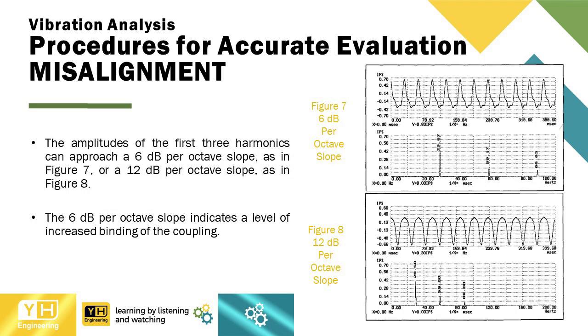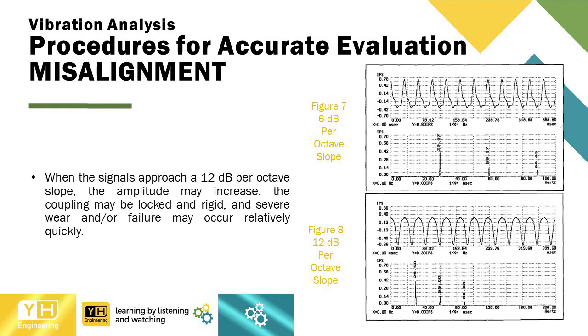The amplitudes of the first three harmonics can approach a 6 dB per octave slope, as in Figure 7, or a 12 dB per octave slope, as in Figure 8. The 6 dB per octave slope indicates a level of increased binding of the coupling. When the signals approach a 12 dB per octave slope, the amplitude may increase, the coupling may be locked and rigid, and severe wear and/or failure may occur relatively quickly.